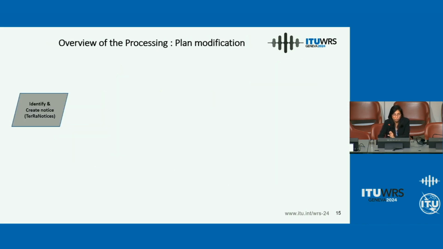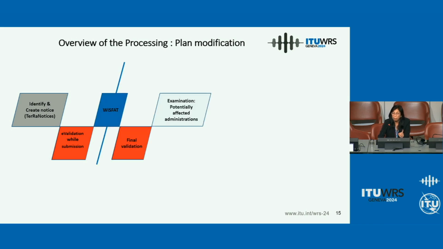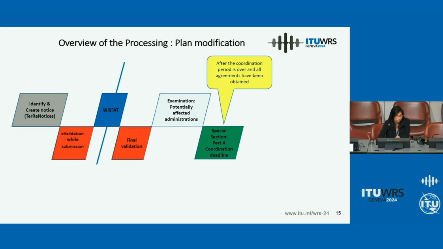The plan modification is also similar, so you create, validate, WISFAT, same thing. But here, after the final validation, there will be an examination to identify the potentially affected administrations, and it will be published in the relevant special section with the coordination deadline. Once this period of coordination is over and you have obtained all the agreements, then it will be published in Part B, and it will enter into the plan.